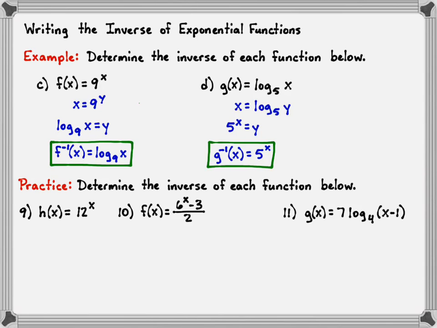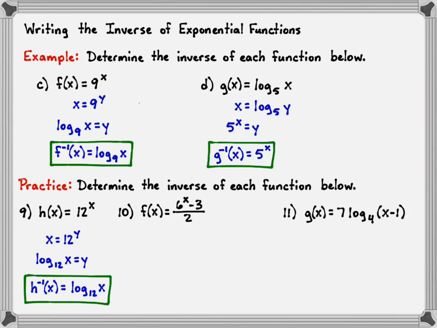So for h of x equals 12 to the x, we're looking for the inverse. So it's going to say x equals 12 to the y. We have to get y by itself, so we have to get rid of that 12. So we have to take the log, so it would be log base 12 of x equals y. And then we have y by itself, so it'll say the inverse of h is equal to log base 12 of x. Hopefully you got that one right.